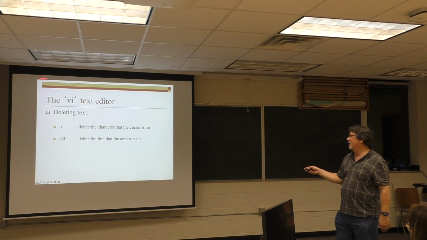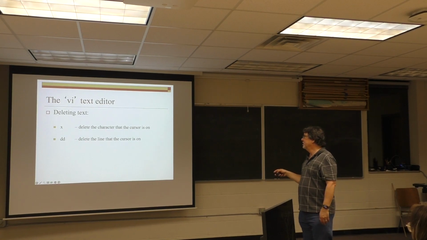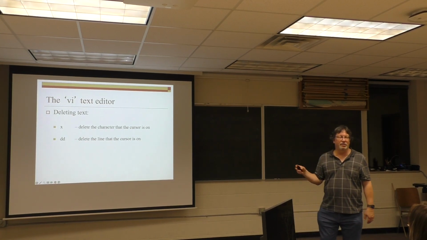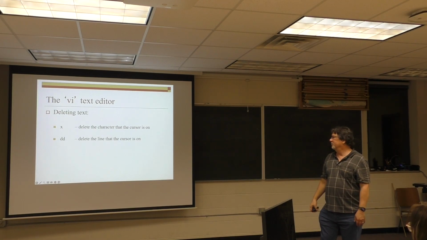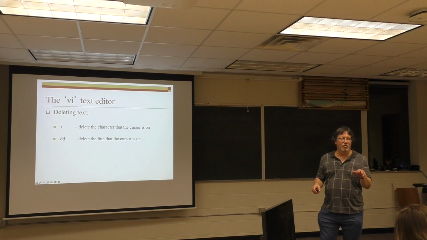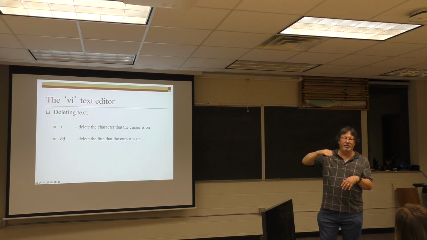Hit escape. X will delete the character that you're on. DD will delete the whole line that the cursor's on. So if you want to delete this line, DD and it's gone. You can put a number in front of that too. So if you want to delete 4 lines, you can say 4 DD and it'll delete this line and the next 3.